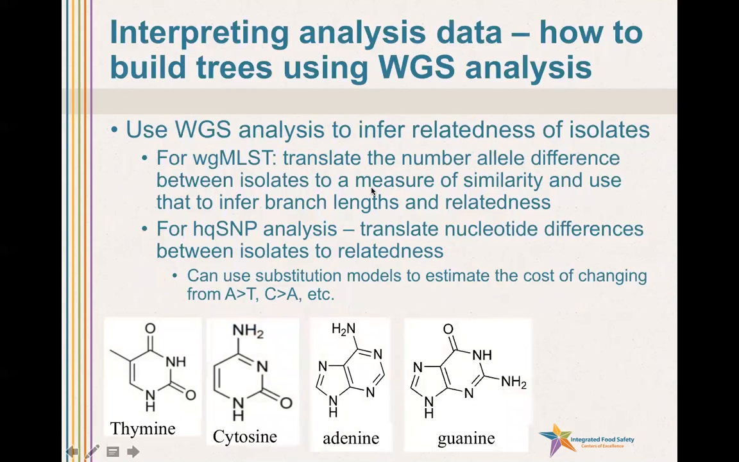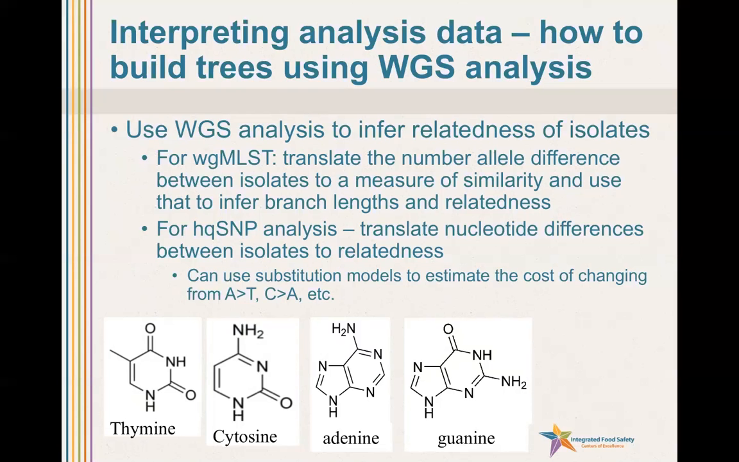Now, the last part we're going to go over is how we analyze these data in terms of building trees based on the whole genome sequence data. So both wgMLST and high-quality SNP provide us the basic data that we can use to infer the relatedness of isolates. High-quality SNPs provide us some additional information that allows us to really fine-tune how we determine how similar isolates are.